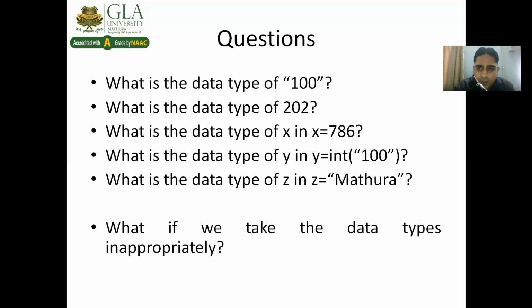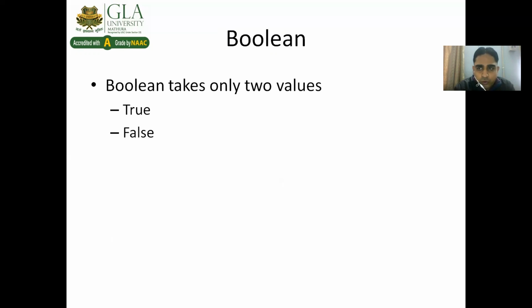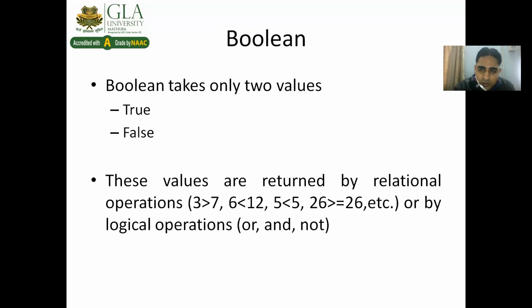What if we take the data type inappropriately? It will always be removing the preciseness, or it will be using more memory. So always try to get the data type appropriately. When we talk about boolean, boolean only contains two values, true or false. So all the relational operators actually give us a true or false value, like we saw in the previous slide as well.